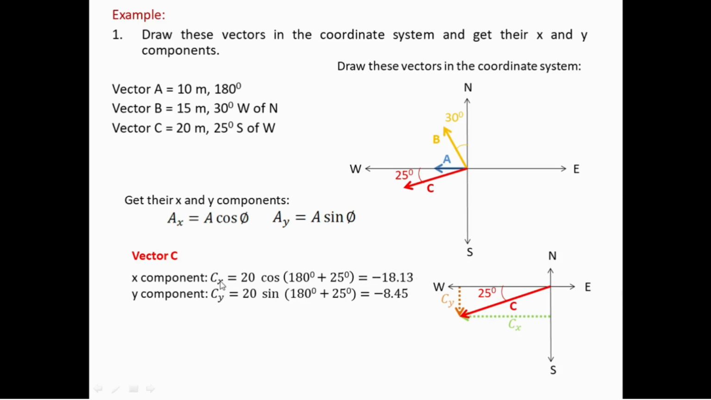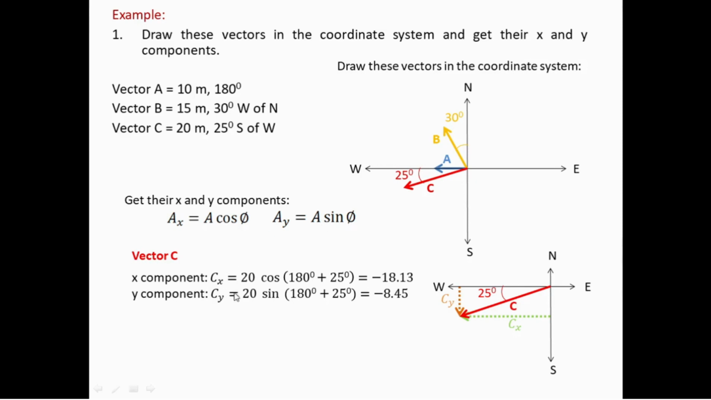So where is this x component of vector c located? This is represented by this green arrow, as you can see here. Again, this is negative because, as you can notice, this arrow is pointing towards the negative x-axis. How about the y component of the vector c? The same equation is used.